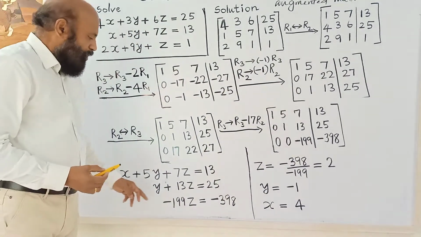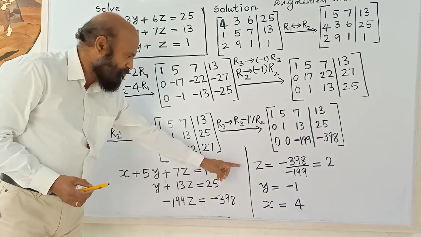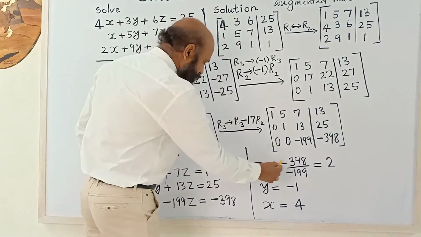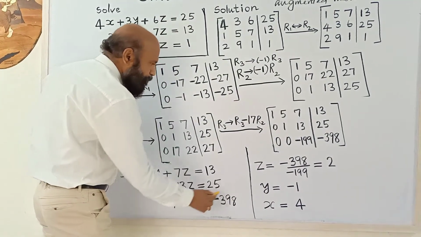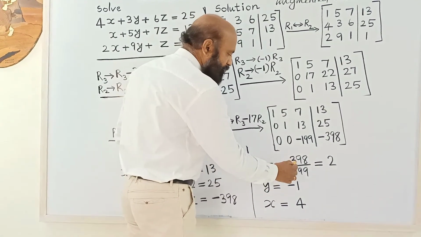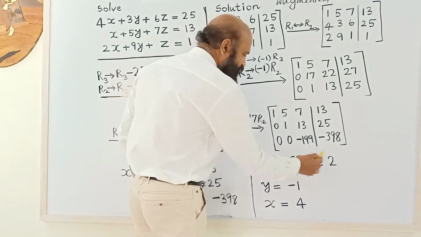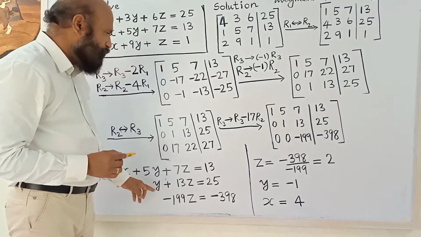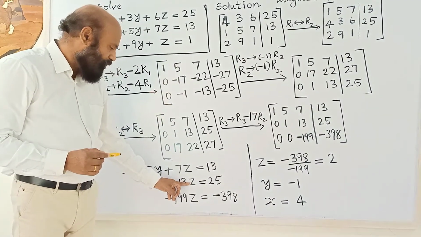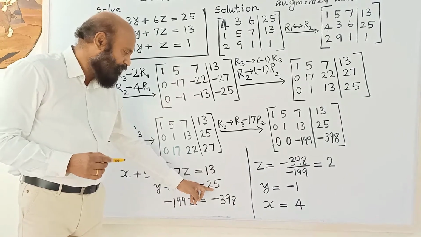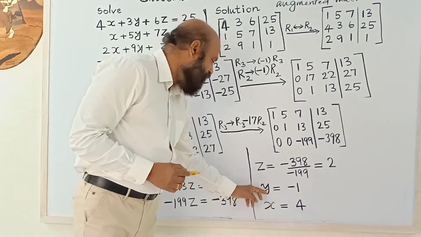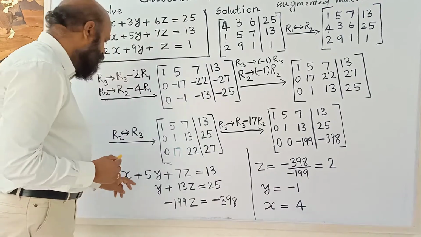Now from this we can get z. z is equal to minus 398 divided by minus 199, so the minus will get cancelled. Then 398 divided by 199 is 2. That value, z is 2, you substitute here: 13 into 2 is 26. Taking this to the other side, 25 minus 26 is minus 1. That y value and z value you substitute in this.